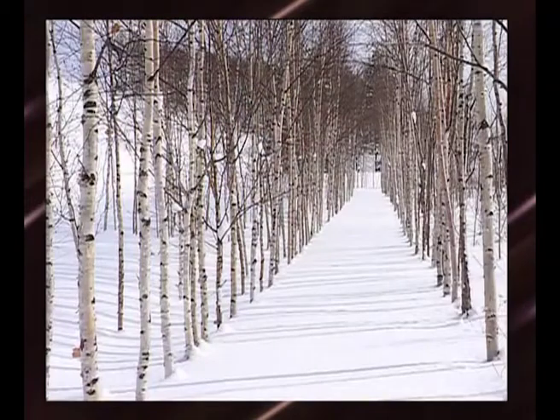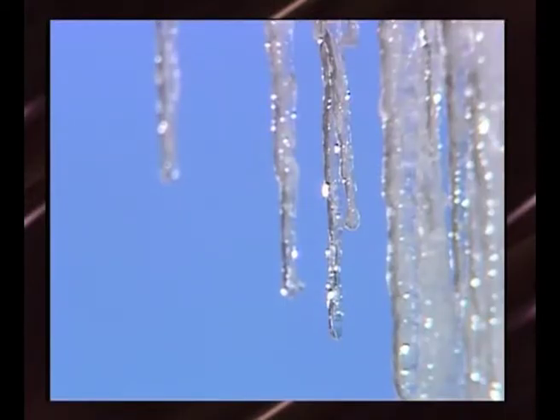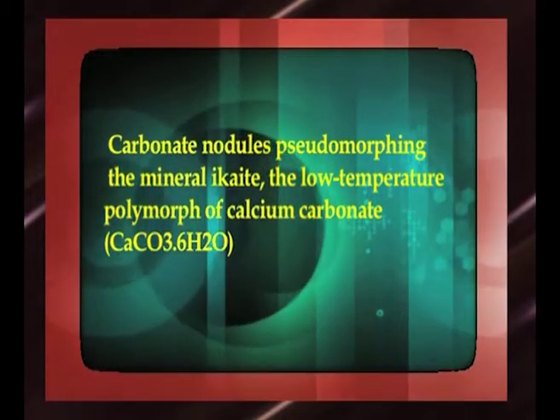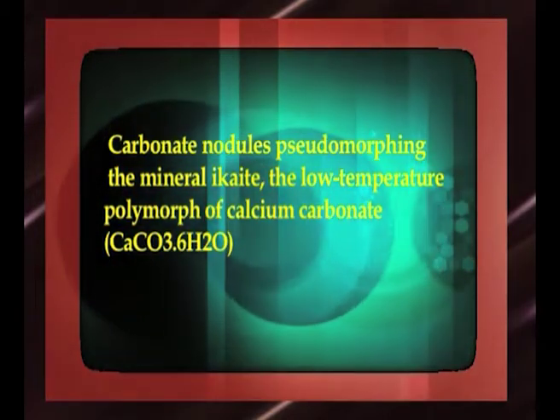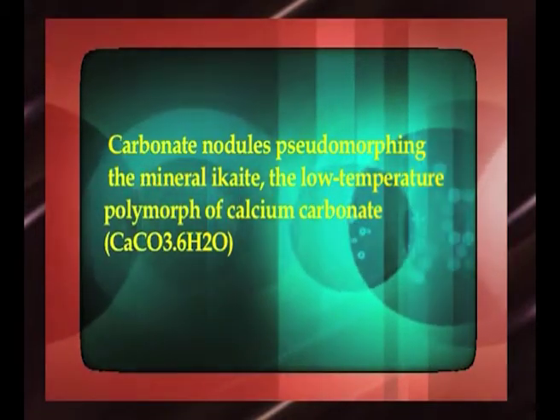However, boulders may be dropped into deep water through mechanisms other than ice rafting, for example from the roots of floating trees. More cryptic evidence of cold water precipitation comes from the glendonites, the carbonate nodules pseudomorphing the mineral ikaite, the low temperature polymorph of calcium carbonate, that is CaCO3.6H2O. It is today associated with the clathrates in cold deep waters and in shallow polar waters.